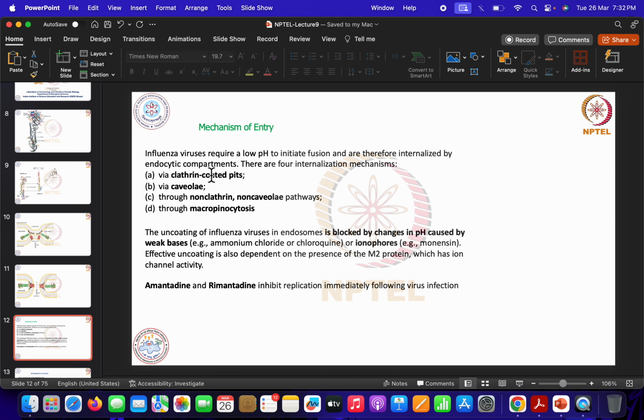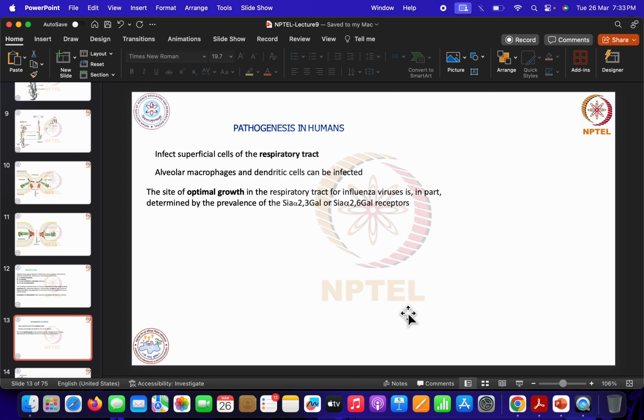So, what is the mechanism of entry? Influenza viruses require a low pH to initiate fusion, and are therefore internalized by endocytic compartments. There are four internalization mechanisms: via clathrin-coated pits, via caveolae, through non-caveolar pathways, and through macropinocytosis. The uncoating of influenza viruses in endosomes is blocked by changes in pH caused by weak bases and ionophores. Effective uncoating is also dependent on the presence of M2 protein. Amantadine and rimantadine inhibit replication immediately following virus infection.